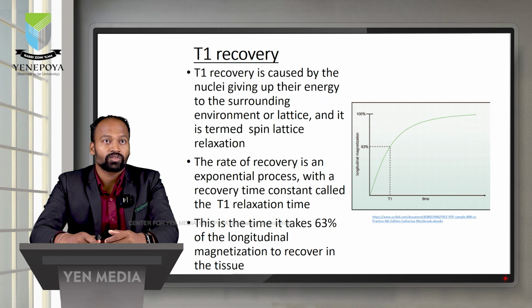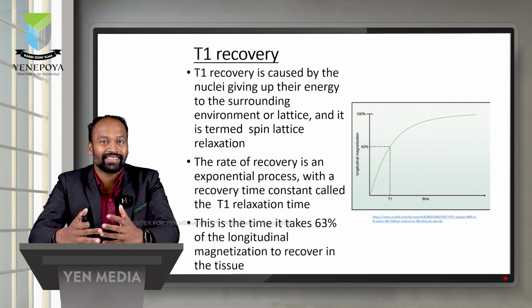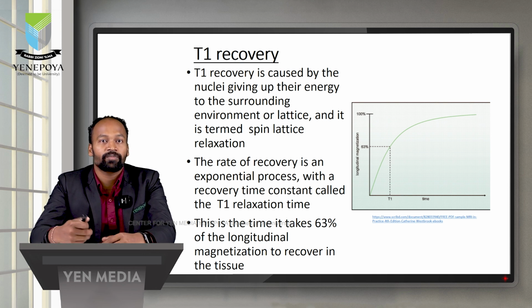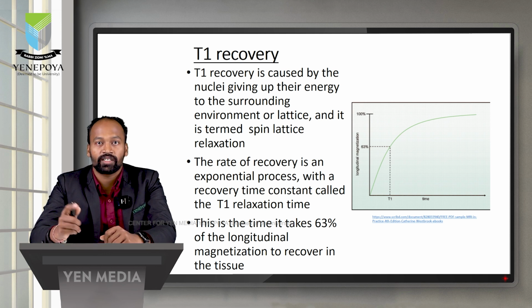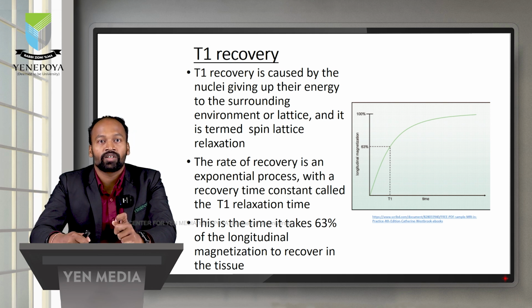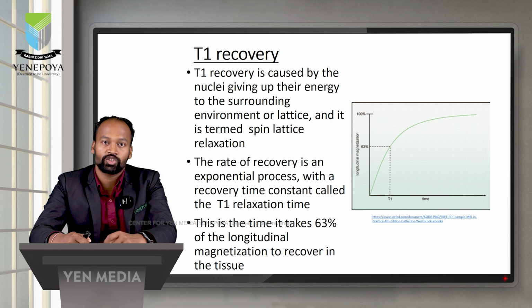T1 recovery is caused by the nuclei giving up their energy to the surrounding nuclei, or lattice, and is termed spin lattice relaxation. We can see in the graph that the rate of recovery is an exponential process with a recovery time constant called the T1 relaxation time. In the graph we can see the time it takes for 63% of the longitudinal magnetization to recover in a tissue. I repeat, 63% of the longitudinal magnetization to recover in the tissues.